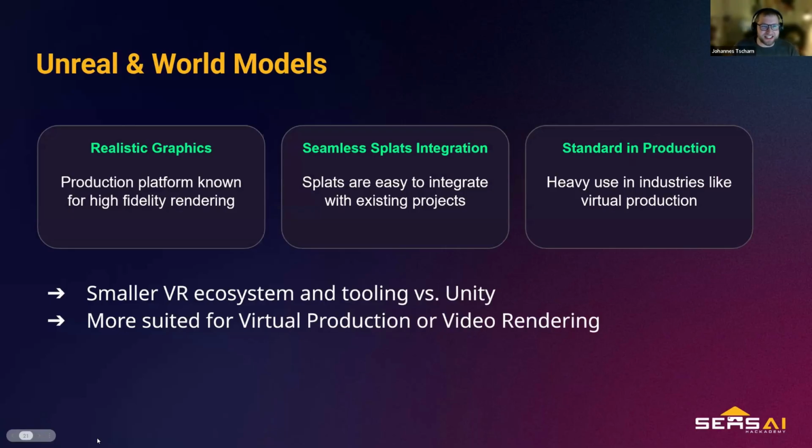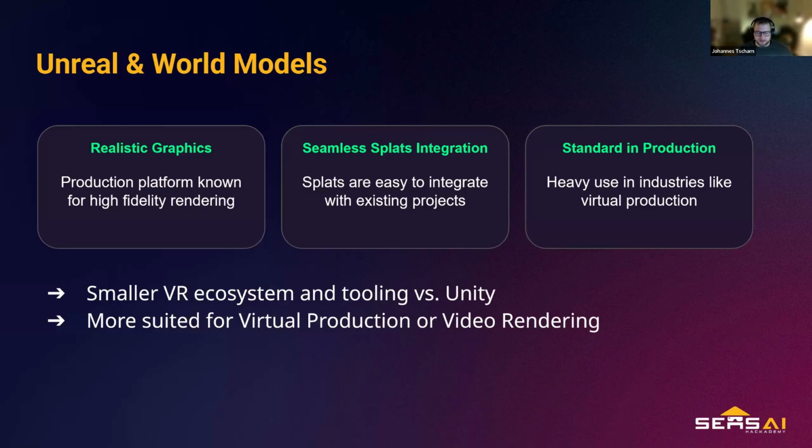A little bit before we get started, Unreal is known for realistic graphics, high fidelity, high production value. The engine is really aimed at larger development teams as well, and so it's been associated with high rendering fidelity, which makes Gaussian splats a very nice match for this engine, just because they are very photorealistic if you look at them. So the integration of splats into Unreal is pretty seamless.